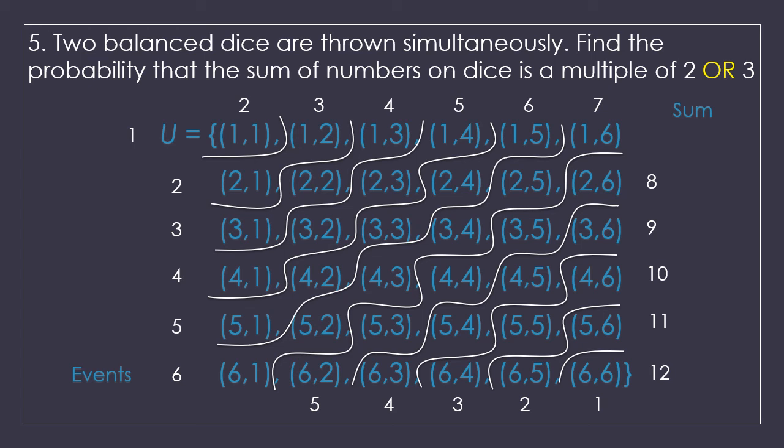And then 2 and 3, that is multiple of 6. So that is 6 and 12. So 6 has 5 events and 12 has 1 event. Multiple of 6 has 6 events. Okay, once we are clear with that, it will be easier to understand.